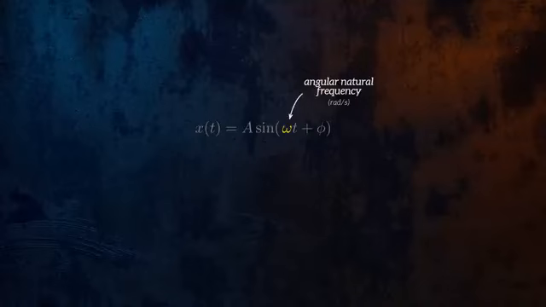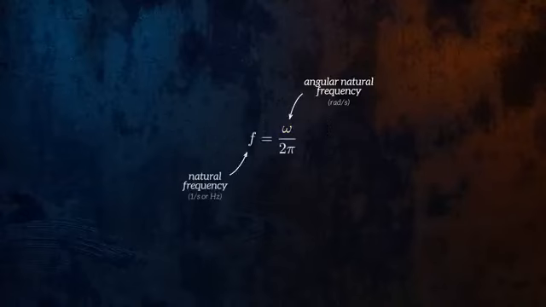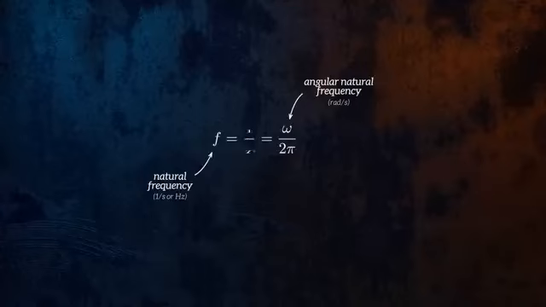But it's sometimes more practical to think of the natural frequency as a number of cycles per second, in which case it's denoted using the letter f and has units of hertz. The inverse of the natural frequency is the period T, which is the duration of each cycle in seconds.